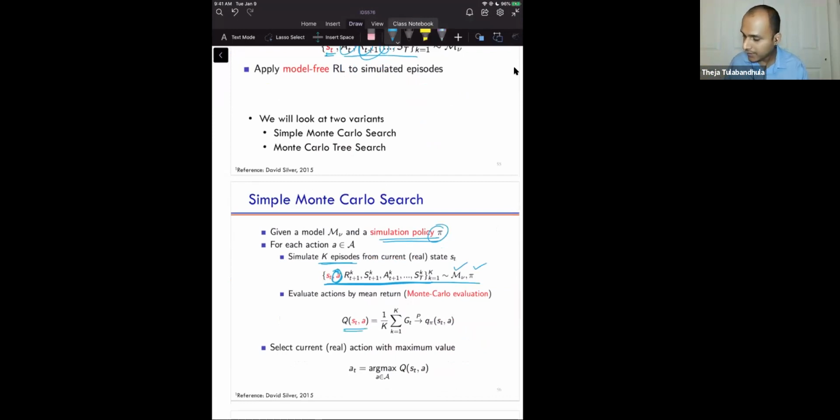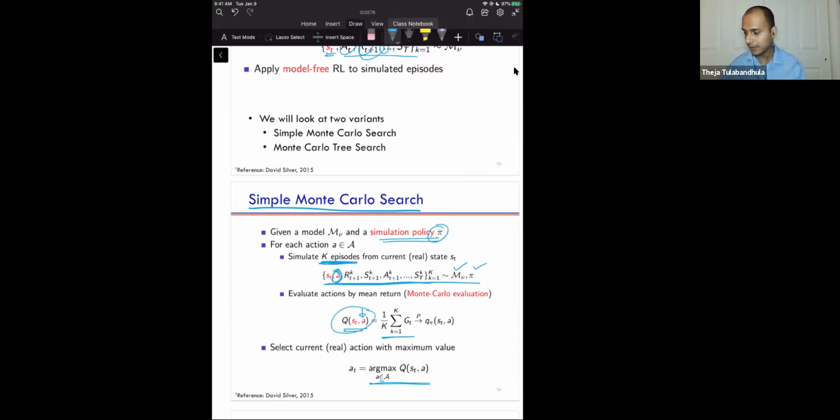So for each action, if I take k episodes or k experiences or k paths in the search tree, then I can just take the average of the returns on each of the episodes. That gives me a sense of the quality of that action. And then let's just take the action that maximizes that Q function. Sorry, not Q function, but just the Q scores for just the starting state S_t, in this simple Monte Carlo search.